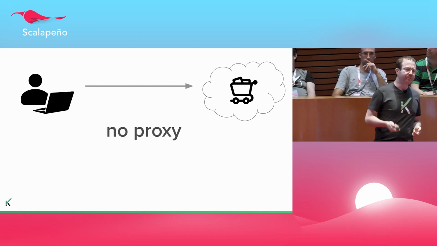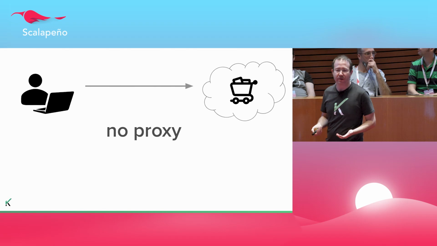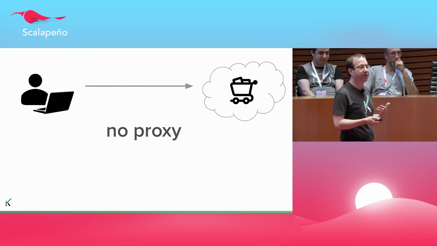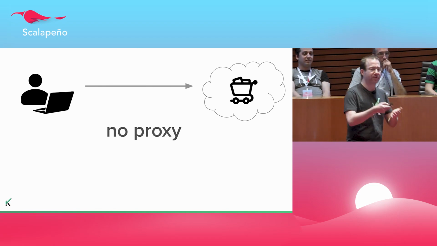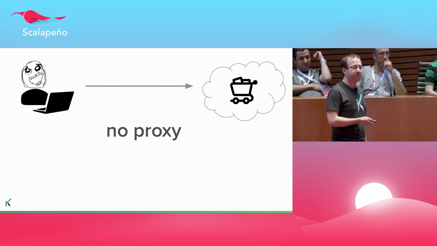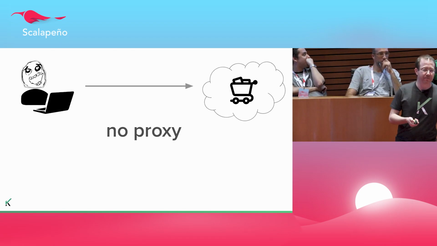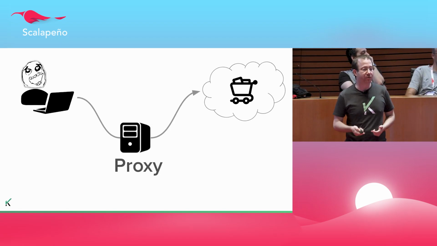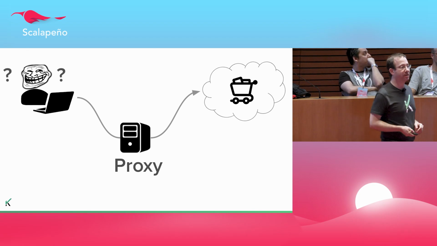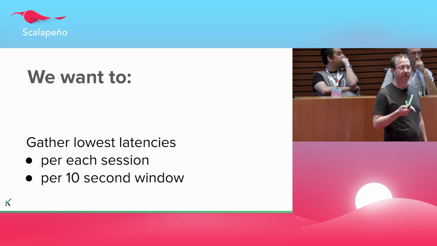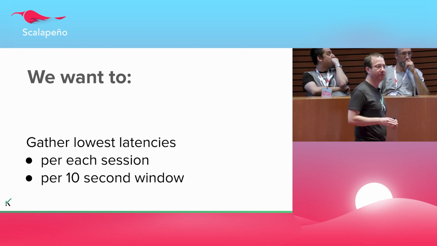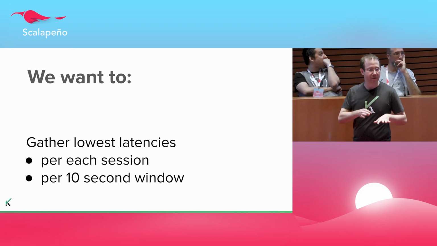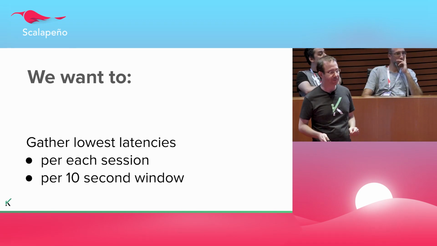So if the user is not behind a proxy, then on the client side, we are able to see that some latencies are fairly similar from the user's browser to the server and back. So in that case, that's probably a legitimate buyer. It's a good indication. On the other hand, if we see that there is some discrepancy, that might be an indication that this is not a legitimate deal. So we want to gather the lowest latencies for each session over 10-second windows. This is a motivating example.